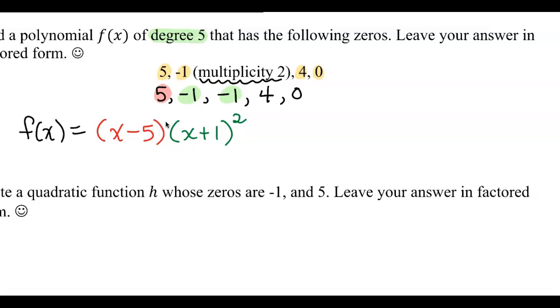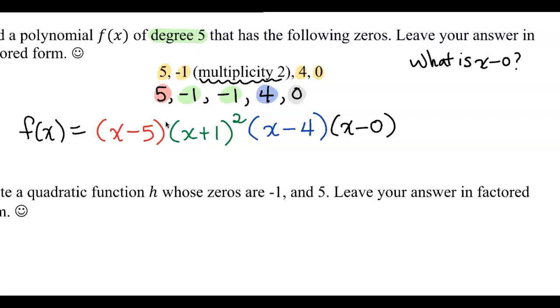The next 0 is 4. So the factored form will be x minus 4. And the last one is a little tricky. What about the 0 of 0? Well, we're going to have to do x minus 0, but what is x minus 0? That's simply x, right? So if this happens, you do not have to write x minus 0. You can just write x.